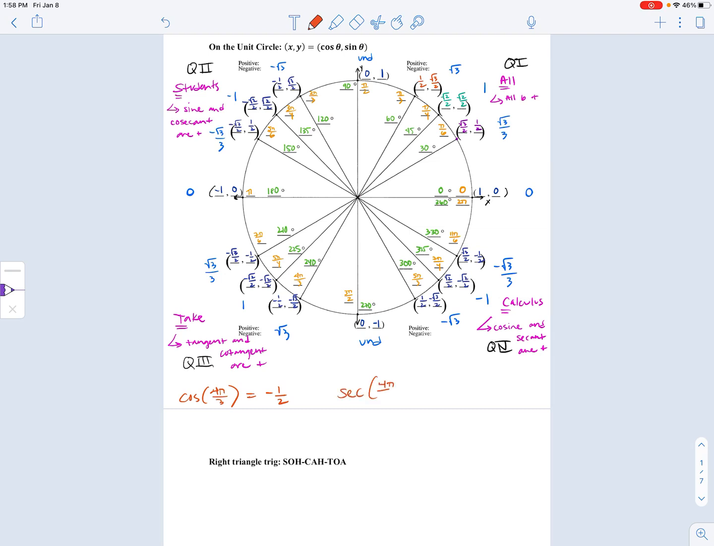Or if we wanted to evaluate its reciprocal for that same angle, secant of 4 pi over 3, you think about where 4 pi over 3 is. Well, secant's the reciprocal of cosine, so that means that secant of 4 pi over 3 would be equal to negative 2. So you think about where the angle is and what the point is.